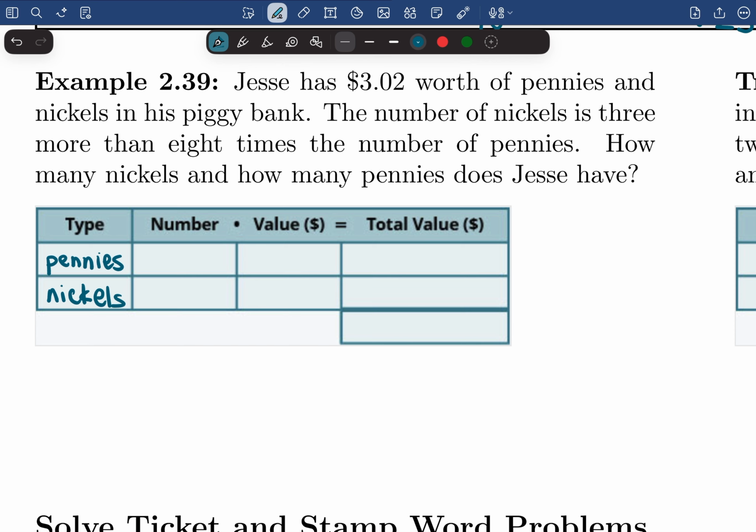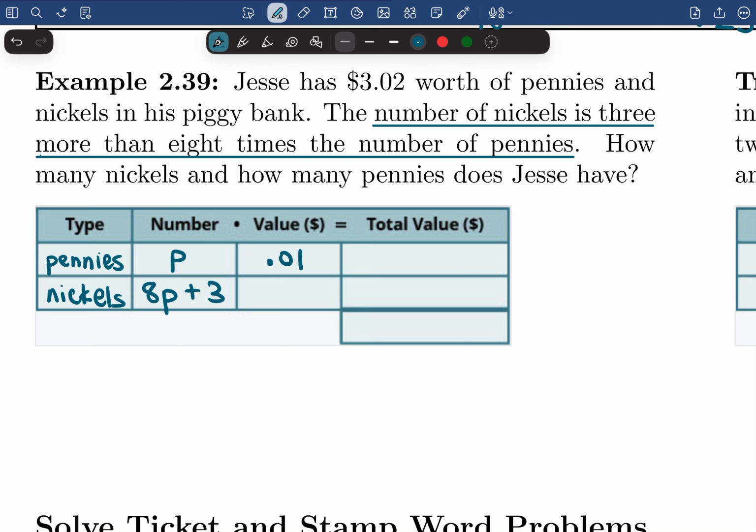Now, we don't know the number of pennies or nickels. So let's call the number of pennies P. And then the number of nickels was told to us in terms of pennies up above, right? The number of nickels is 3 more than 8 times the number of pennies. So I can create an expression that says 8 times P plus 3. All right, so we've written an expression for the nickels in relation to the pennies. Now we know a penny's value is 1 cent or $0.01, and a nickel's value is 5 cents or $0.05.